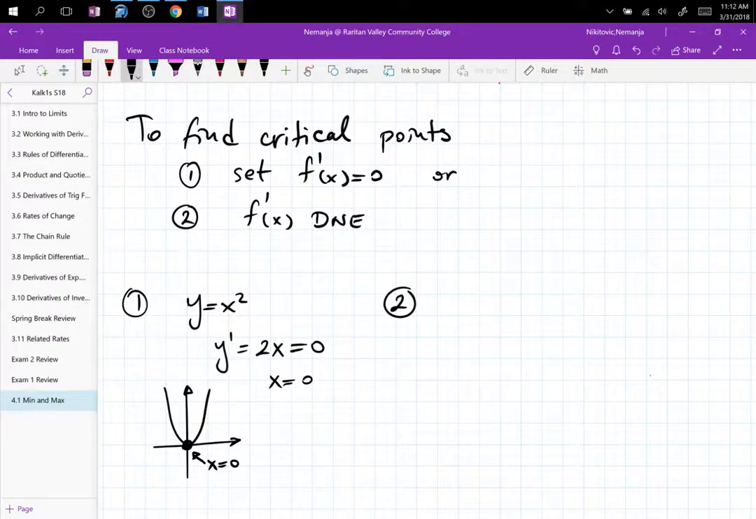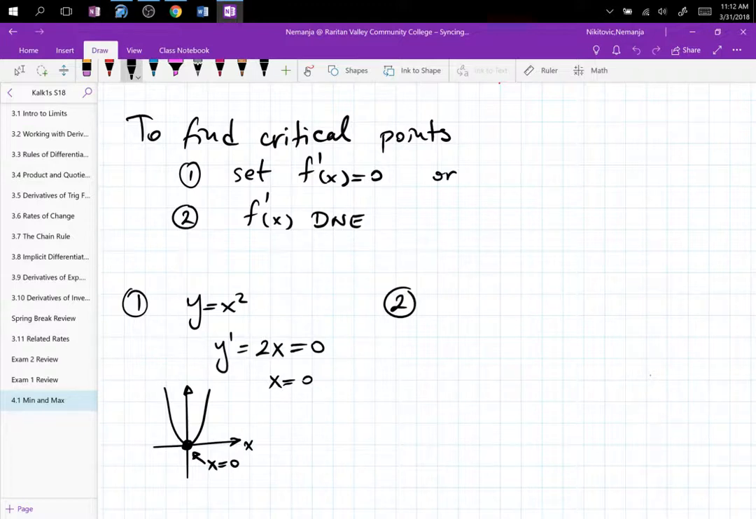Now you can go and plug x equals 0 into the original equation to get the y value, right, to have x comma y. But we want to find now the location on the x-axis where we have this critical point, which in this case turns out to be a minimum. So that's the first part. And most of the problems are solved that way.